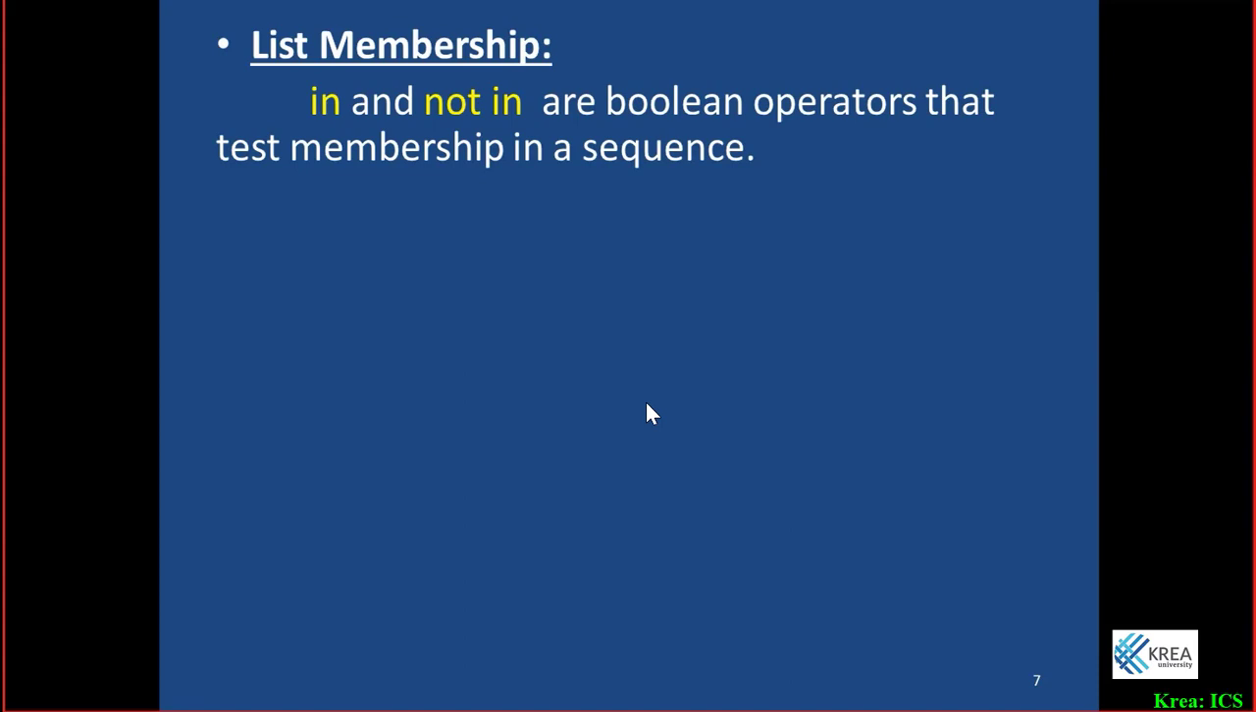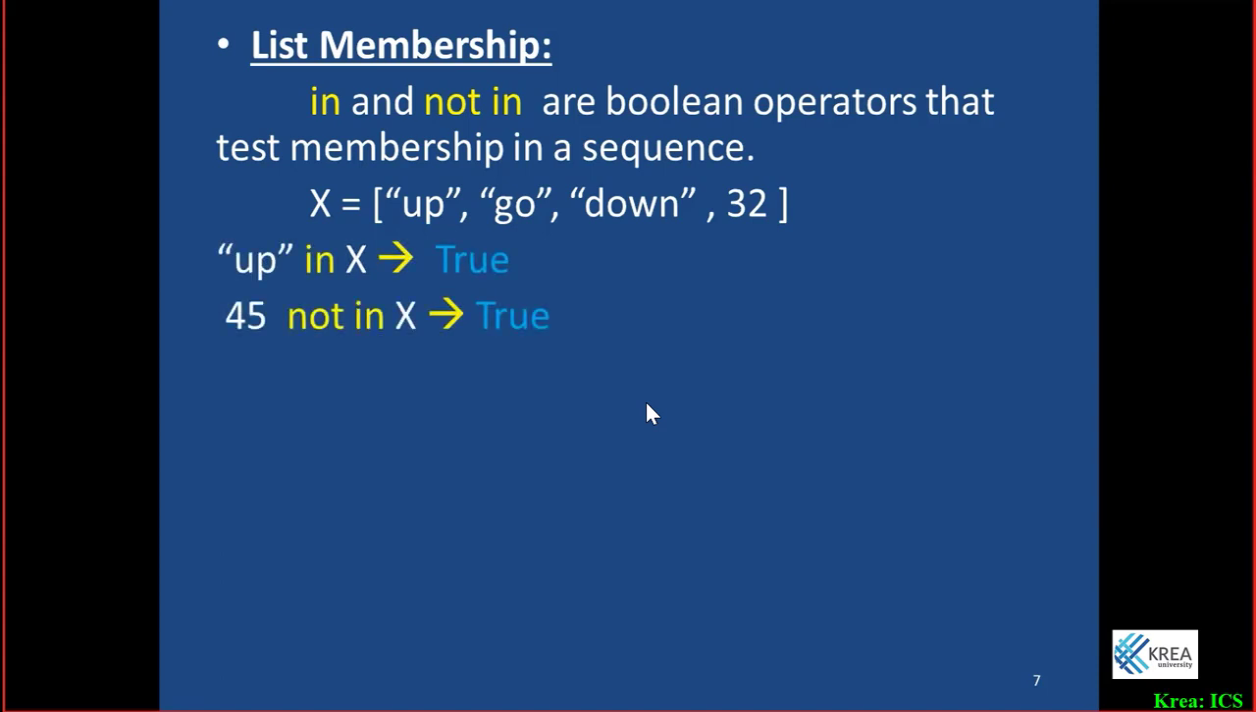List membership: there are basically 2 operators, in and not in, that test membership in a sequence. For example, let's say X is a list which has 4 elements: up, go, down and 32. Suppose you want to know whether a particular element is present in the list, for example whether up is present in list X, you can write up in X and it will give the output as either true or false. Similarly, 45 not in X, yes, it is true.